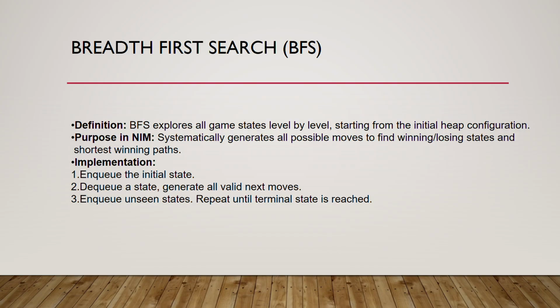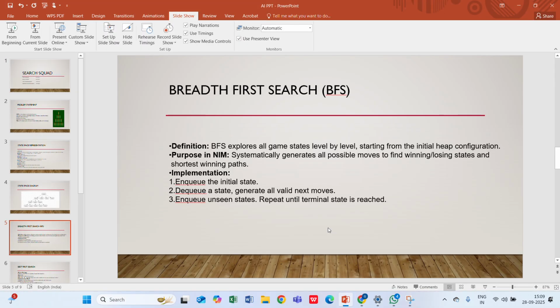Breadth First Search, BFS. BFS explores all the game states level by level starting from the initial heap configuration. It systematically generates all the possible moves to find the winning or the losing states and the shortest winning paths. The implementation of BFS: we first enqueue the initial state, we dequeue a state and generate all the valid next moves, and then enqueue all the unseen states. We repeat this process until the terminal state is reached.